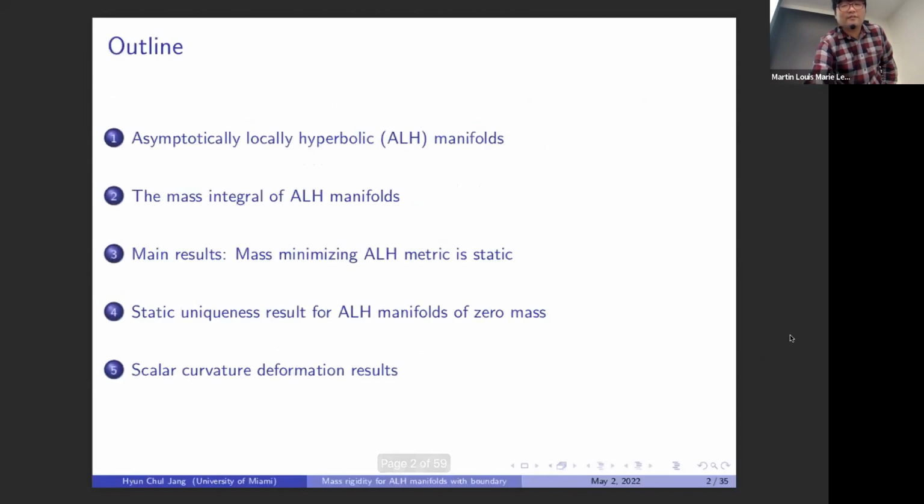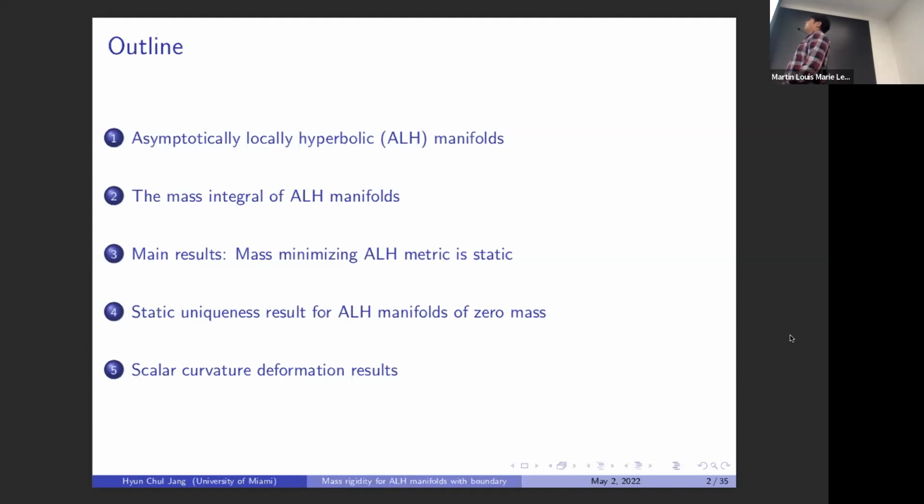All right, so here's the plan. As the title suggests, the main object we're concerned with is the asymptotically locally hyperbolic manifold. I'm going to define this object in a rather precise manner. Next, I'm going to talk about the definition of the mass integral of asymptotically locally hyperbolic manifolds, since we are interested in this rigidity phenomenon. And then I'm going to talk about the main result. In short, we can say a mass minimizing ALH metric must be static.